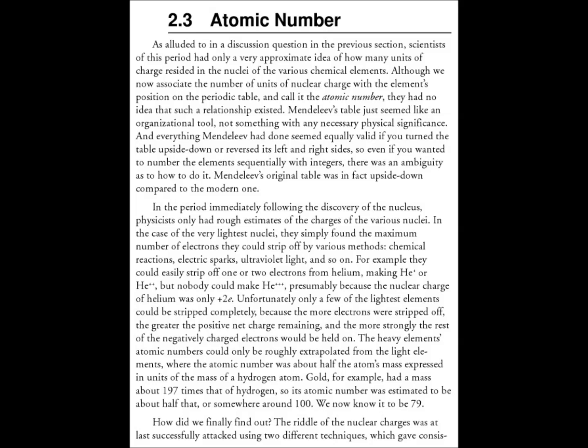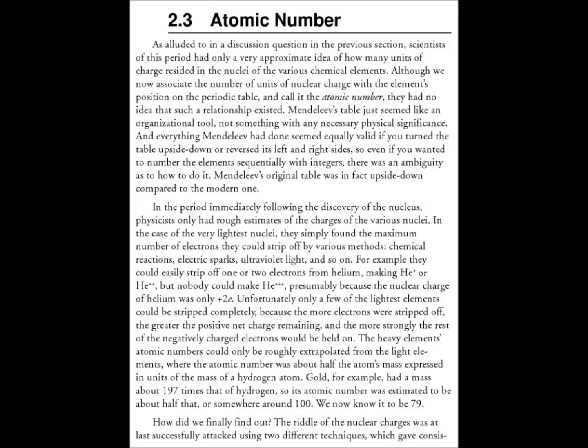Mendeleev's table just seemed like an organizational tool, not something with any necessary physical significance. And everything Mendeleev had done seemed equally valid if you turned the table upside down or reversed its left and right sides. So even if you wanted to number the elements sequentially with integers, there was an ambiguity as to how to do it. Mendeleev's original table was in fact upside down compared to the modern one.